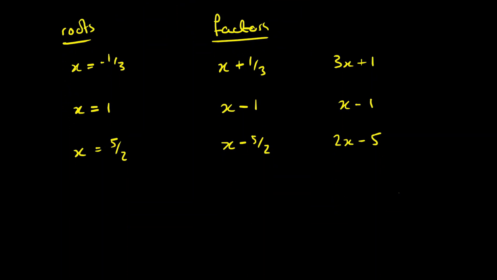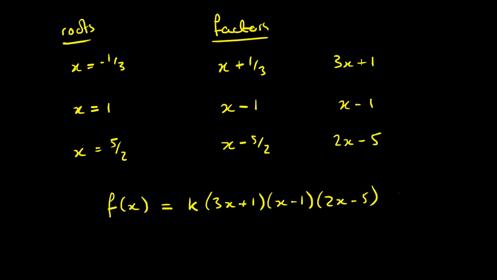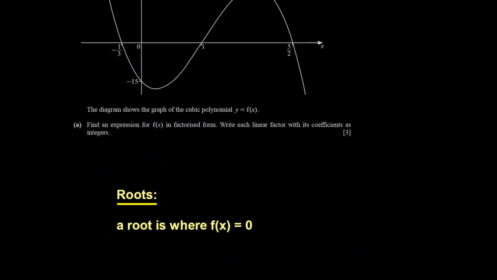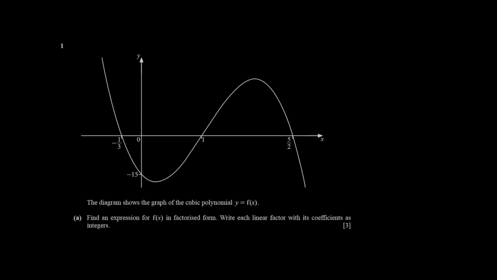Now, we can combine all this and say, since we know our factors, we can write f of x is equal to 3x plus 1 times x minus 1 times 2x minus 5. But we need to remember that there is a constant k here. And the reason for that is we don't know if we've got like 3x cubed or 5x cubed or 7x cubed or something. So the constant k is going to tell us that. So how can we find the constant? Well, we've got one other point on our graph that we can observe, which is this point here, the y-intercept.